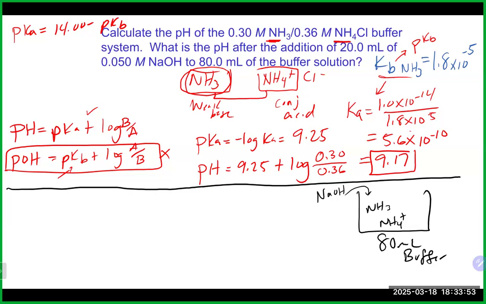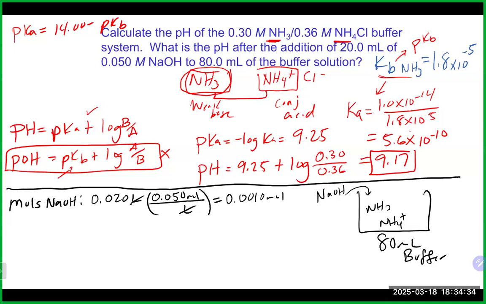Really, the purpose of the ice table is to figure out how your buffer changed after you add, in this case, the sodium hydroxide. But to do that, we do need everybody in moles. In this case, the volume was not held constant. So our moles of sodium hydroxide would be, we need to convert our volume into liters, 0.02 liters, times our molarity of sodium hydroxide, 0.05 moles per liter. The liters will cancel, and that will give us our moles of 0.02 times 0.05, 0.001 moles.